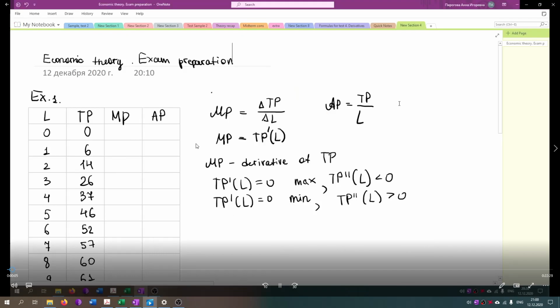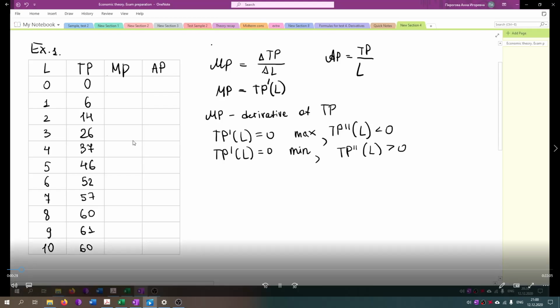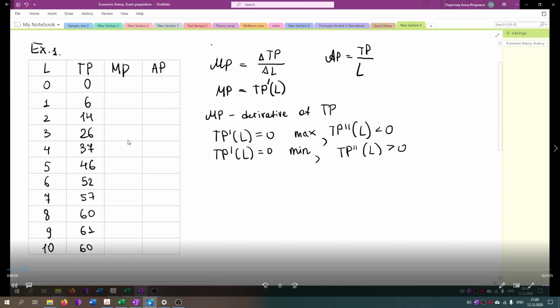So first of all, we have our table about labor, total product, marginal product, and average product. And marginal product is a derivative of the total product, or we can say that marginal product is equal to a change in total product divided by change in labor. So here I'll show you how to find marginal product.